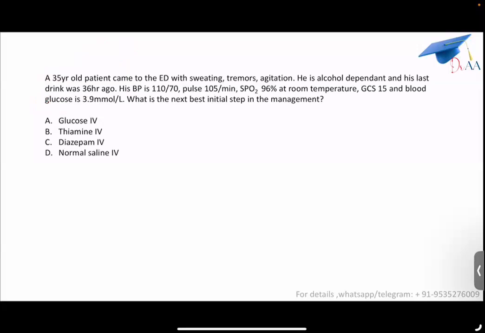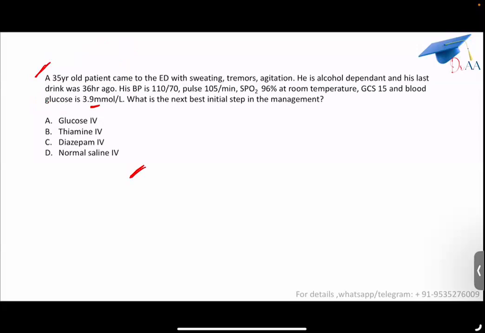We have a 35 years old who came to the ED with sweating, tremors, and agitation. He is alcohol dependent. His last drink was 36 hours ago, and his blood pressure is in the normal range. Slight tachycardia, saturations are normal, GCS is normal. Blood glucose is 3.9, slightly on the lower side. What's the next step in the management? This we have not discussed.